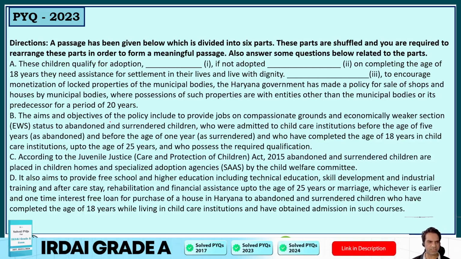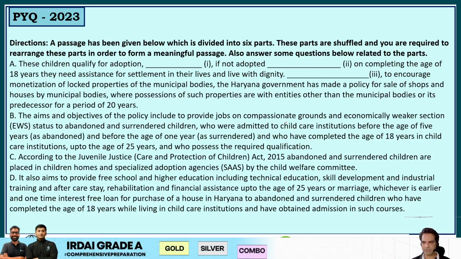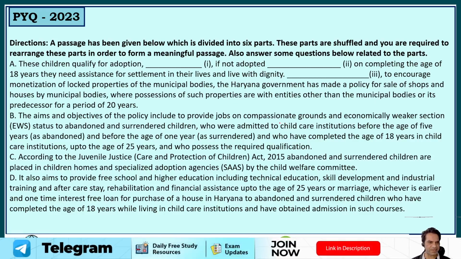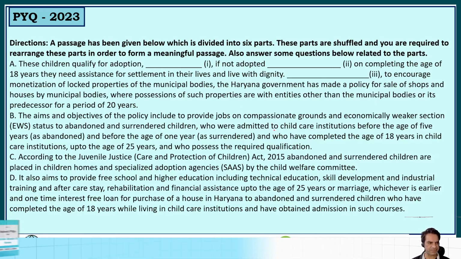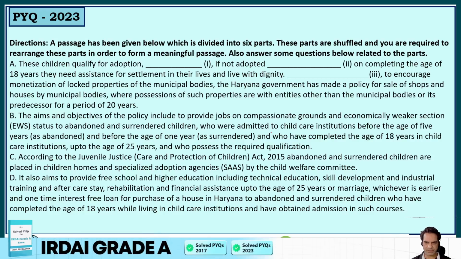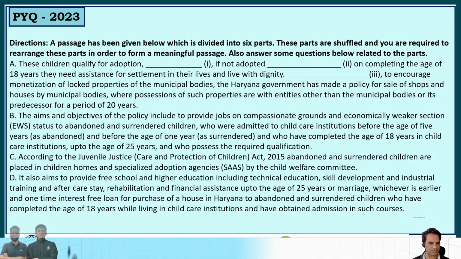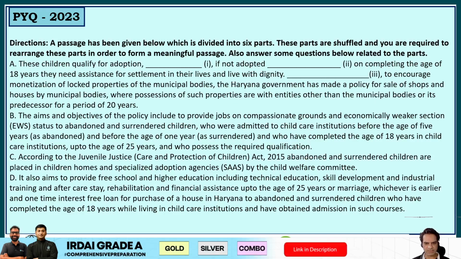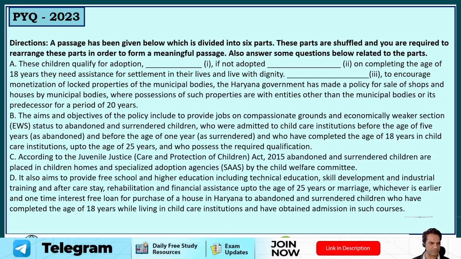The aims and objectives of the policy include to provide jobs on compassionate grounds in the economically weaker section. Status to abandoned and surrendered children who were admitted to child care institutions before the age of 5 years and before the age of 1 year and who have no, guys, cannot be first. According to the Juvenile Justice Act 2015, abandoned and surrendered children are placed in children's homes and specialized adoption agencies by the child welfare committees. It also aims to provide, no, this is not the first statement.